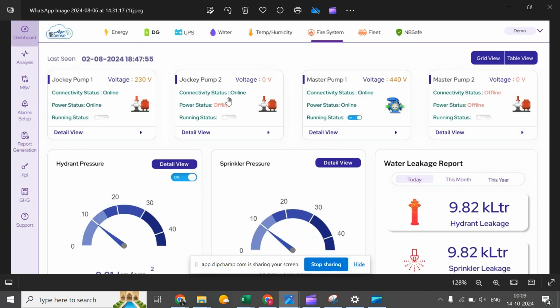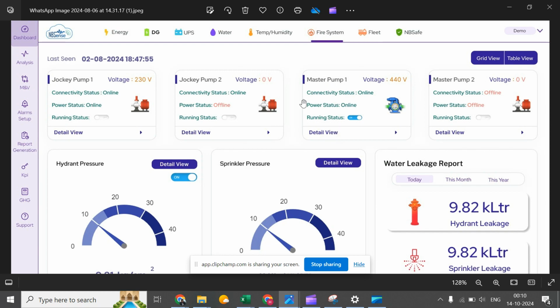This is a typical dashboard, where we can see the last seen timestamp and date, jockey pump status, voltage status, and connectivity. That is the connectivity between the pump and the IoT platform. We see power status, online, offline, and the running status. If it is in running condition, it will show running or on, else it shows off. Similarly, for jockey pump 2 we can see voltage, power status and running status. Master pumps also have the same parameters: online, power status, connectivity status, and running status.